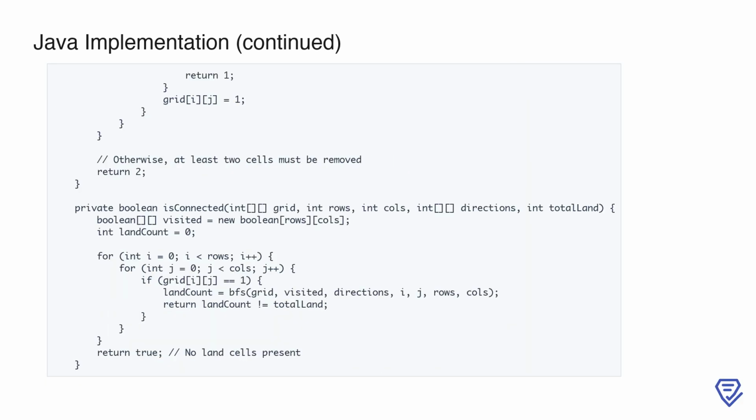If removing one land cell is not enough to disconnect the island, the program will then conclude that at least 2 cells must be removed. This is because the island is highly connected, and removing just one cell cannot sever all paths between land regions.